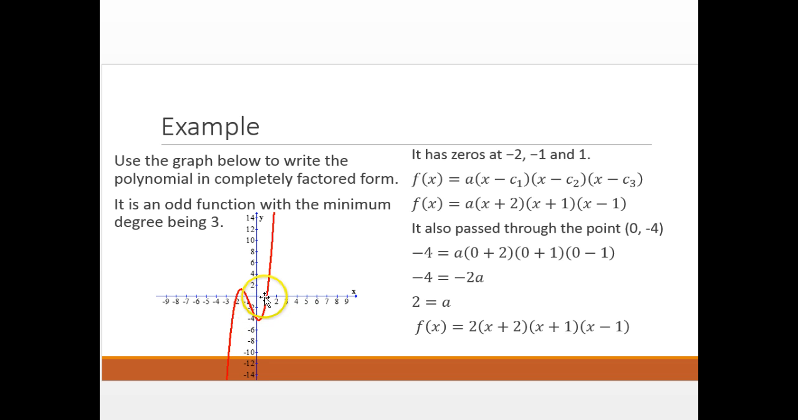We need to find a point other than the zeros to plug in. So we're going to plug in 0 for x and negative 4 for f of x. We get negative 4 equals a times 0 plus 2 times 0 plus 1 times 0 minus 1. This becomes a times 2 times 1 times negative 1, which is negative 2a, equals negative 4, so a is 2. So my completely factored form is f of x equals 2 times x plus 2 times x plus 1 times x minus 1.